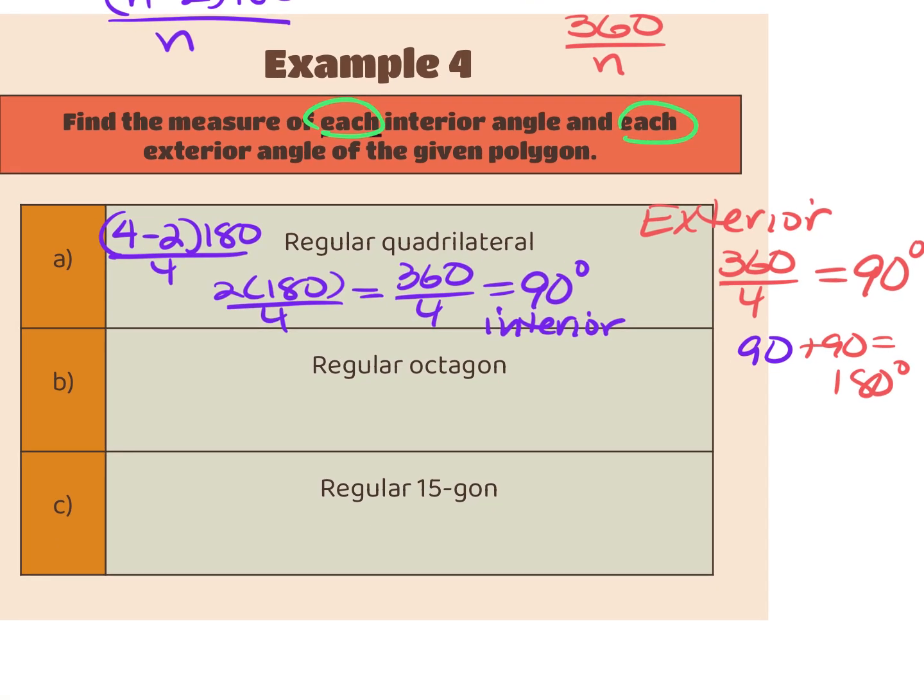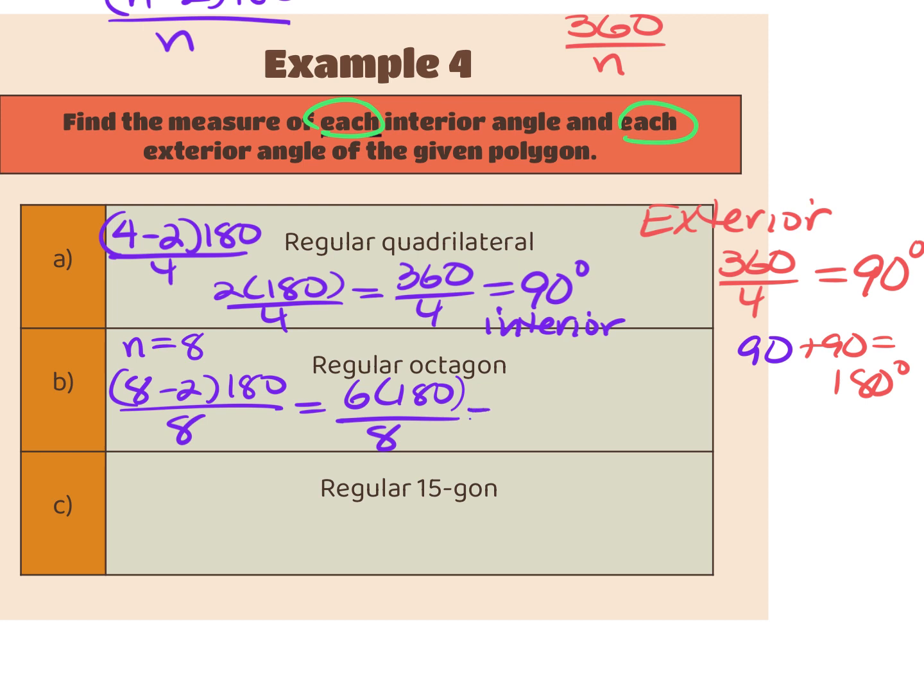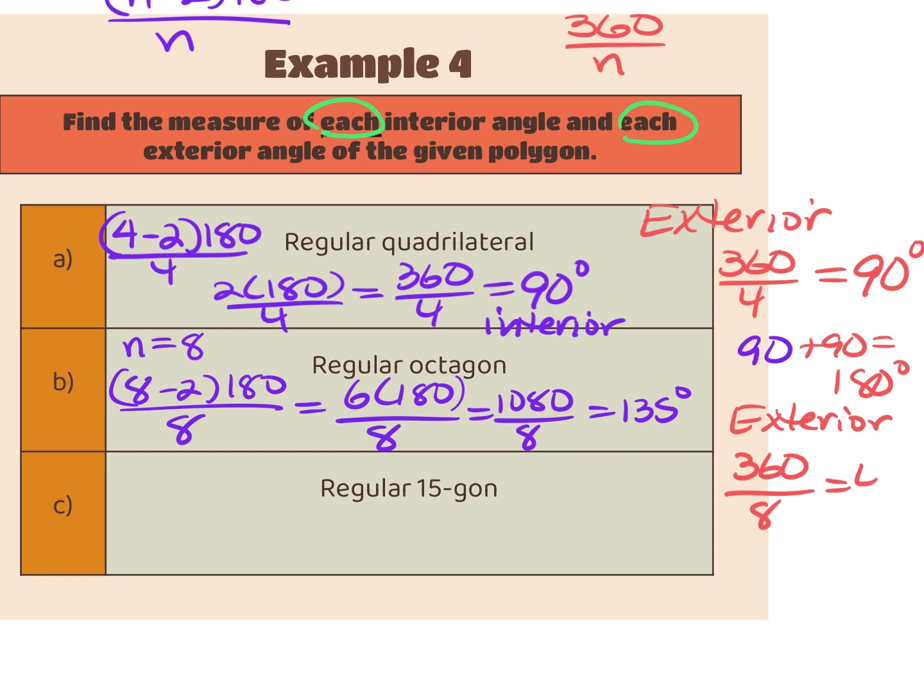Let's try the octagon. 8 sides. This is where you need to know that your n value is 8. So 8 minus 2 times 180 divided by 8. This gives me 6 times 180 divided by 8. 6 times 180 is 1,080 divided by 8, and I get 135. And now for the exterior angle, you could either right now subtract 135 from 180 or do the appropriate calculation of 360 divided by 8. And that will give you 45 degrees for the exterior angle. And remember, if you go back and add 135 plus 45 needs to equal 180 or you've done something wrong.